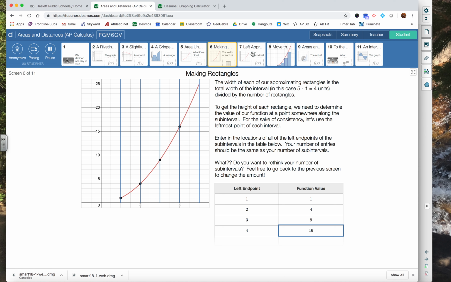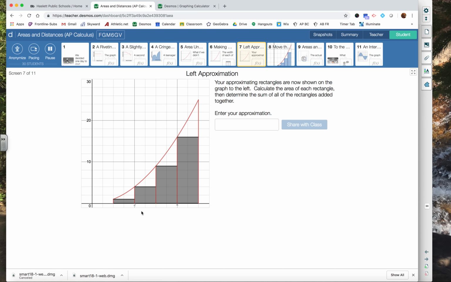All right, so going on to the next screen now, you can actually see the rectangles, okay? So this first rectangle is 1 unit for the width and 1 unit for the height. So that's going to be a total of 1. The second one is going to be 1 unit here and then 4 for the height, which equals 5. Third one is 1 by 9. Now I'm up to a total area of 14 plus 16. That's not 16, that's 16. All right, so now my area approximation is 30.